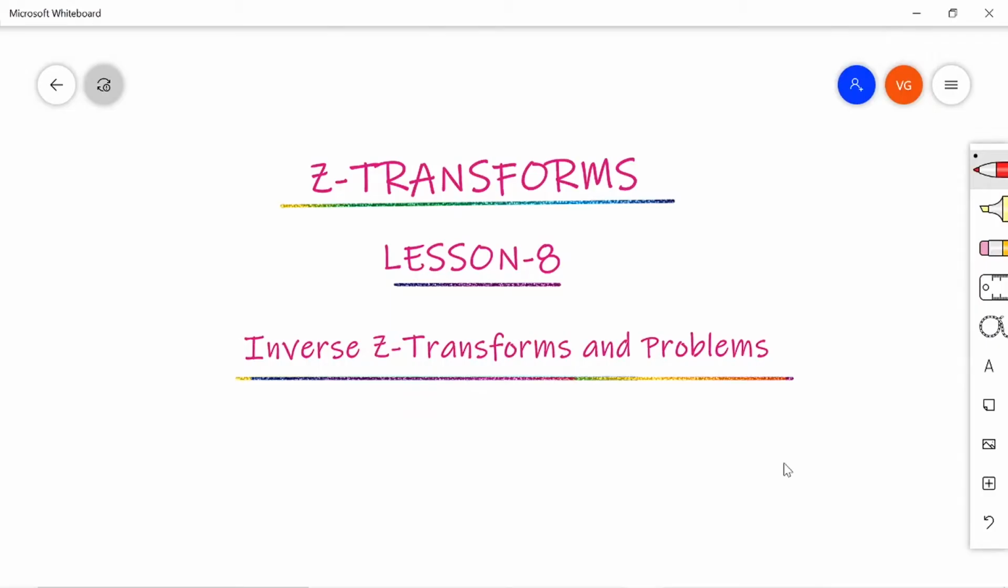In lesson number 8 video, I am going to explain what is an inverse Z transform and different types of inverse Z transform methods, and also I am going to discuss few problems based on these methods.